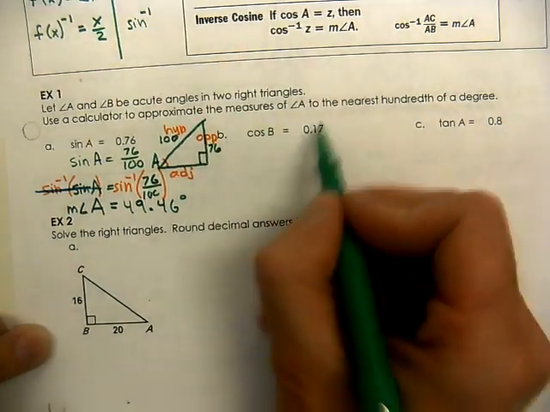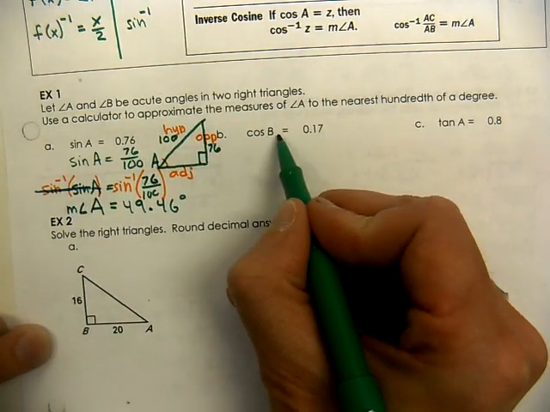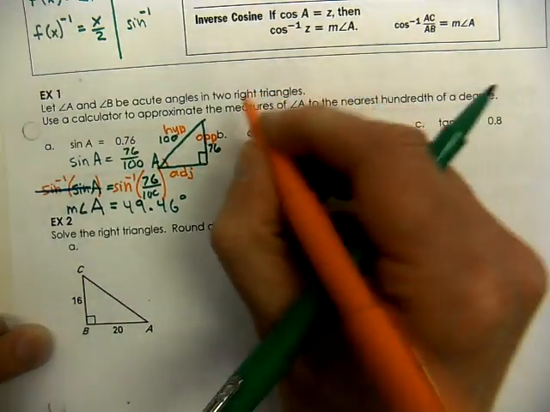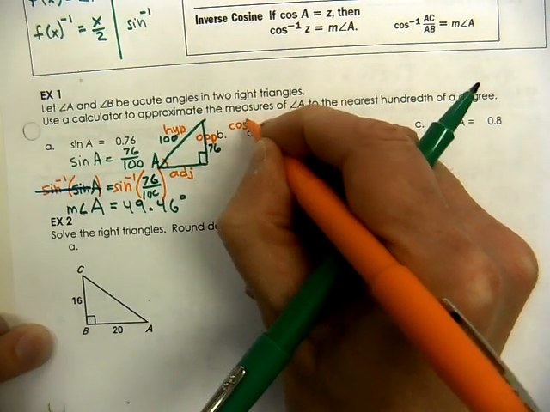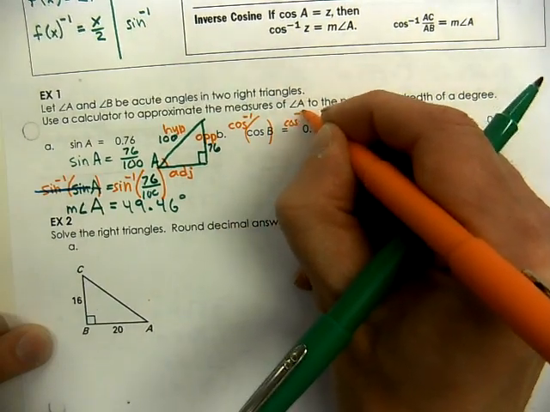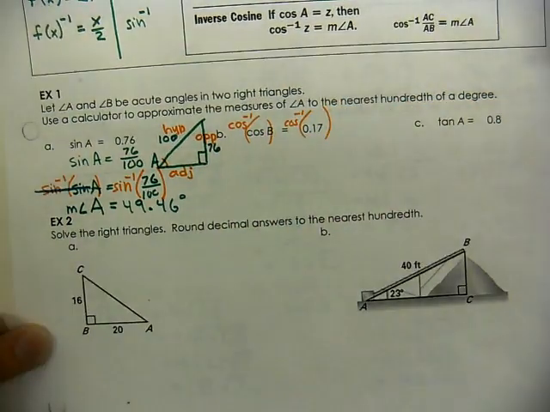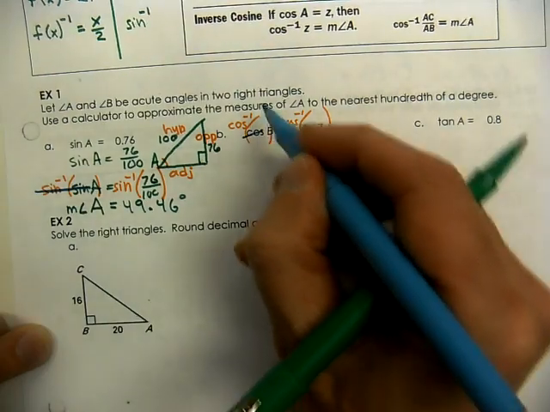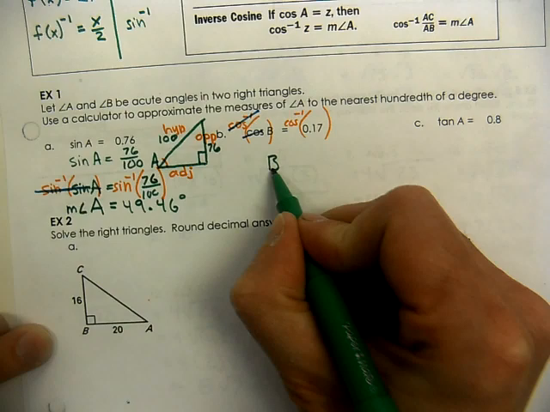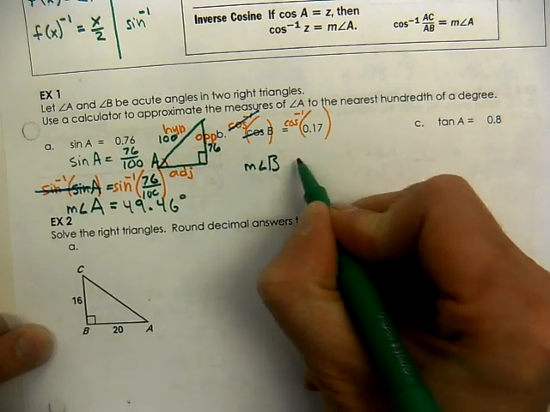For example, here in part B we have cosine of angle B equals 0.17. How do we get rid of cosine? You need the opposite of cosine. You need cosine inverse. So you take cosine inverse of each side. On the left-hand side, cosine and its inverse cancel out. Angle B is all by itself. Update your notation like this.